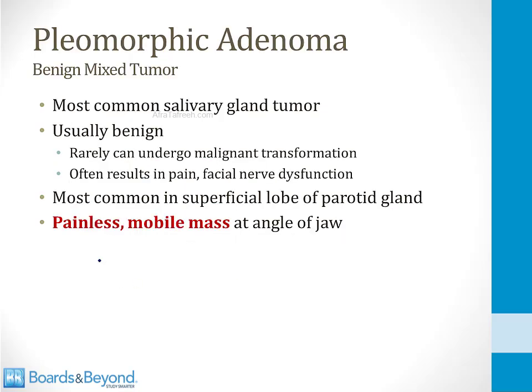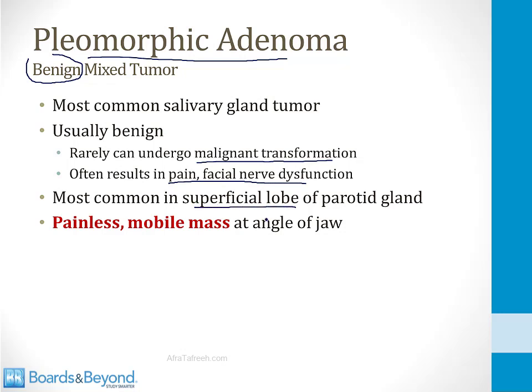The most common type of salivary gland tumor is called a pleomorphic adenoma. It's also sometimes referred to as a benign mixed tumor, and as the name implies, it is usually benign. Rarely it can undergo malignant transformation, and when this occurs, it often causes pain and facial nerve dysfunction, as I talked about on the last slide. The most common location is in the parotid gland in the superficial lobe, which will present as a painless mobile mass at the angle of the jaw.